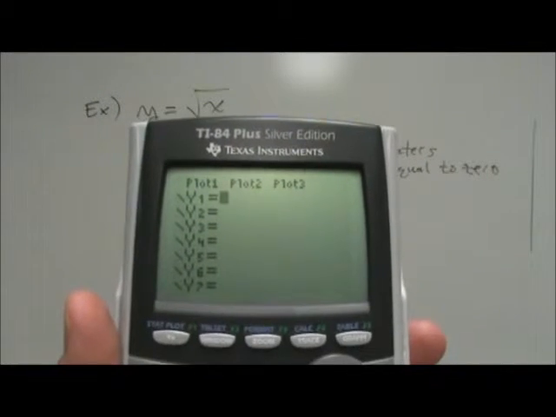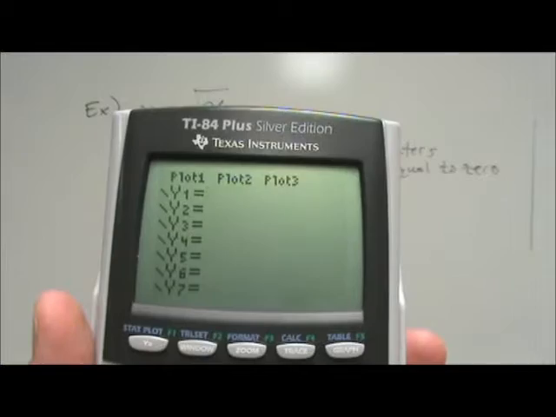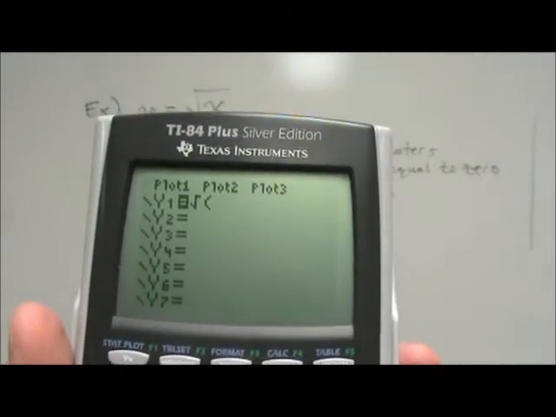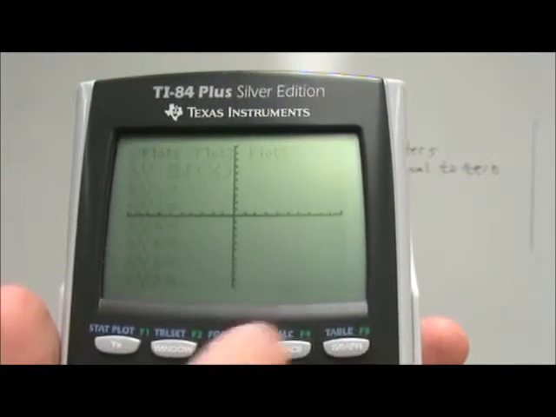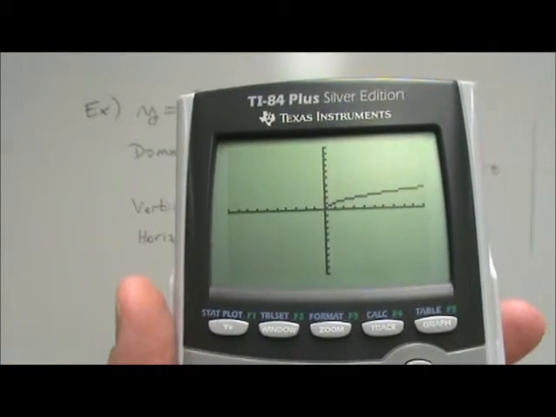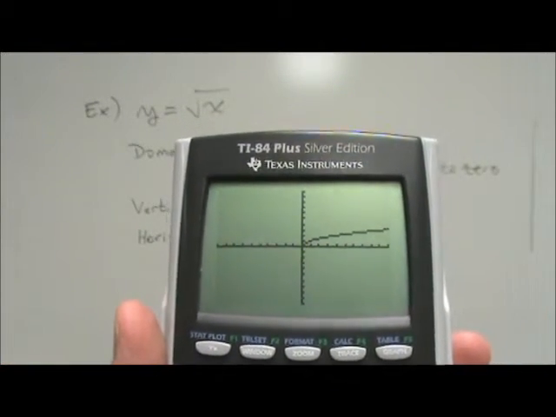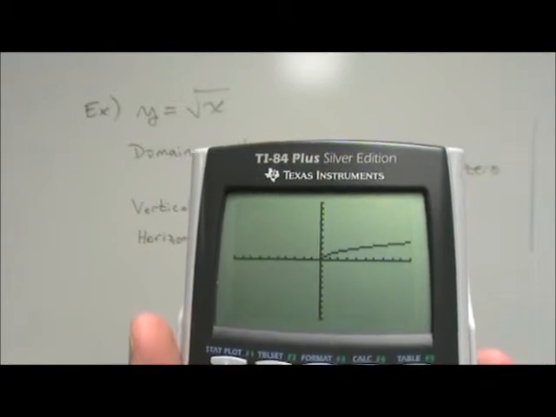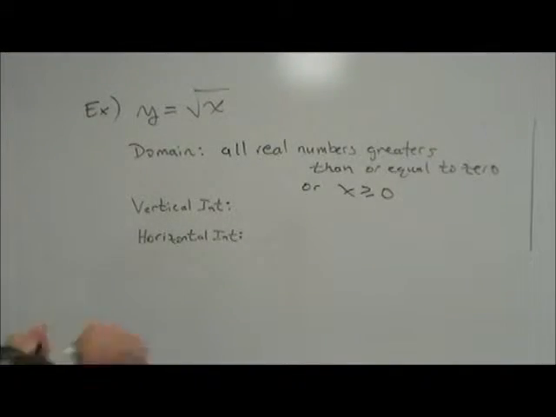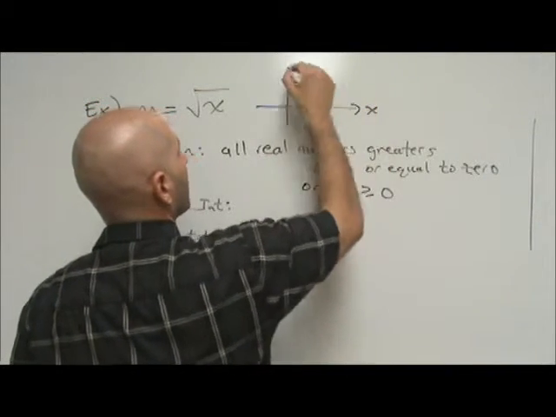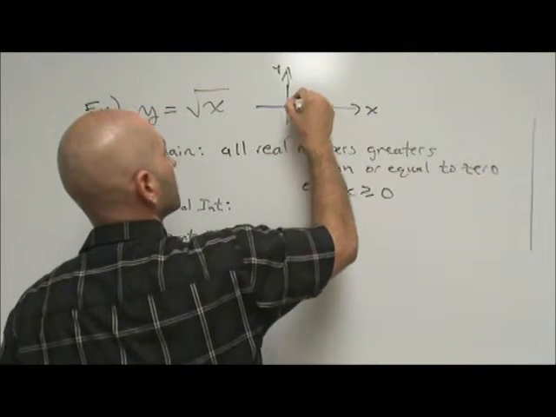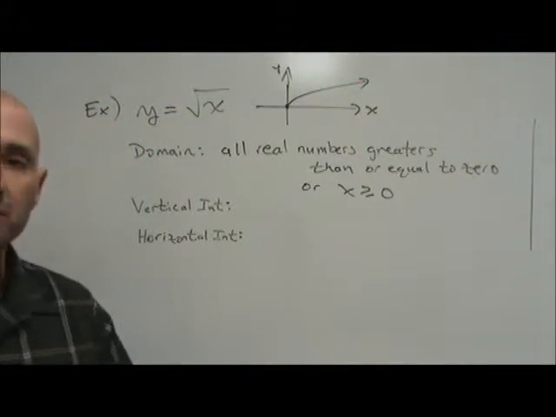So here I'm in y1, I'm going to go to second x squared, which is the square root, my input variable x, and on a standard window. Let's take a look at that. So here we see the graph only exists for input values of 0 and greater. So I'm going to draw that up here. So here is my graph. It starts here and goes up, and it continually goes up there.